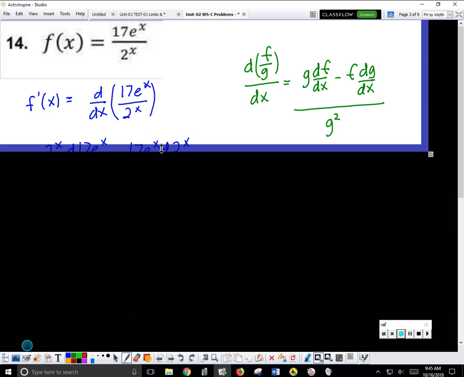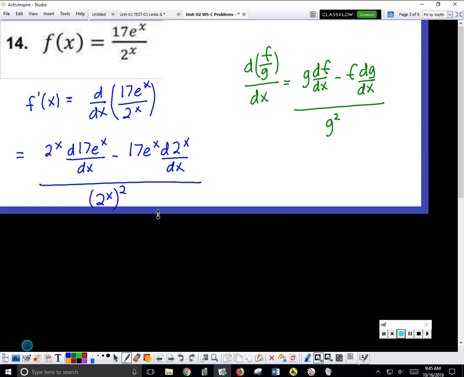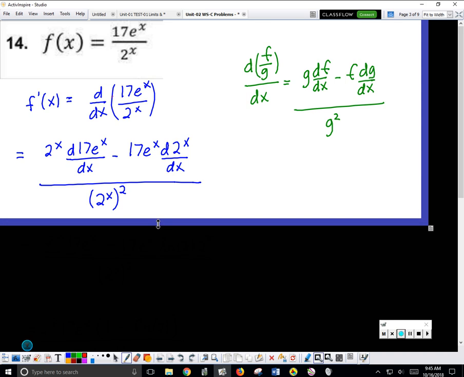So I use the quotient rule. That gets me to there. Catch up.